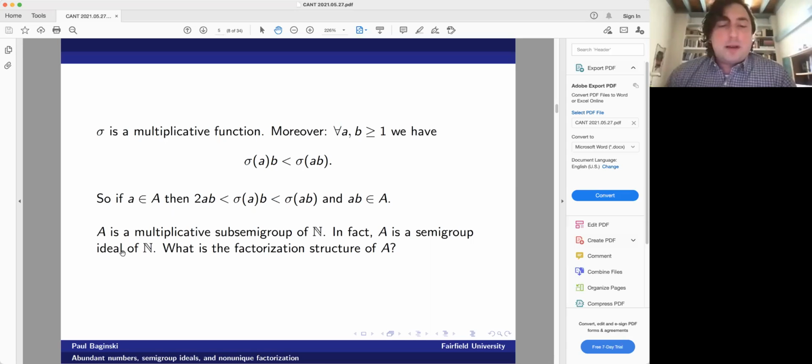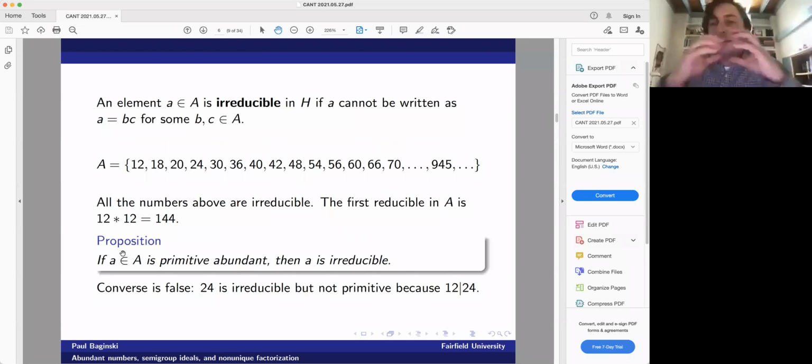So what does it mean when I'm saying that I want to do the factorization structure of A? What I'm going to do is take abundant numbers and factor them, but not into primes. I'm going to factor them as products of other abundant numbers. So I'm breaking up an abundant number into smaller abundant numbers. And the minimal elements under this breaking up process are the irreducibles, or if you attended Scott's talk, the atoms. So an irreducible is an abundant number that cannot be written as a product of two abundant numbers.